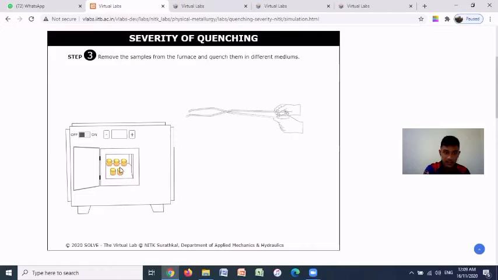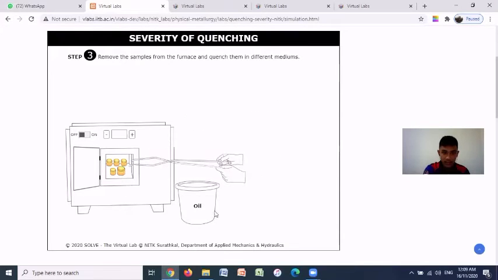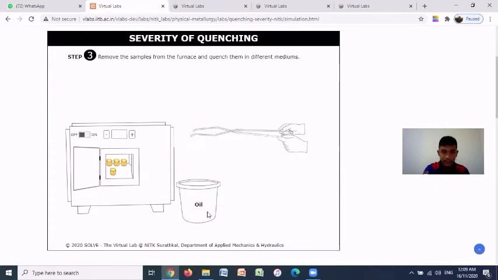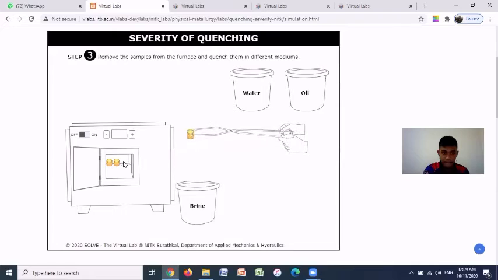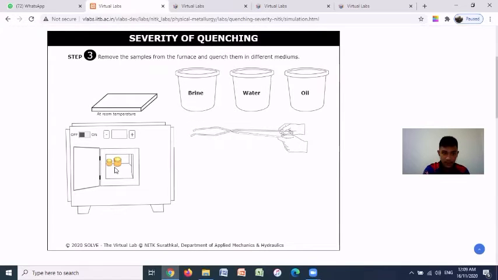Panas ni baik. First kita masukkan ke dalam oil. Second, masukkan ke dalam water. Next, masuk ke dalam brine. Dan satu lagi, kita letakkan at room temperature. Disejukkan.